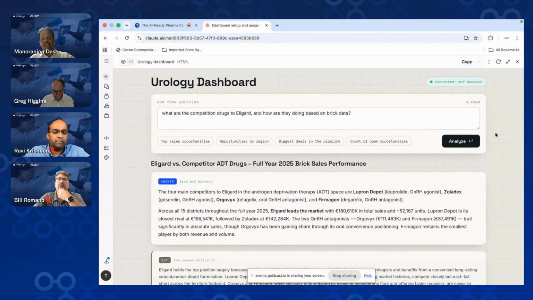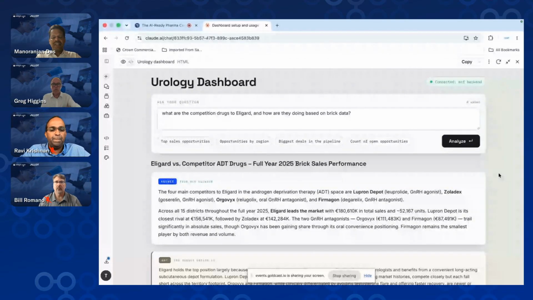So here we have integrated the system, which Ravi is going to talk about a little after, with the IQVIA data that the company purchased. And those data have been fed to the system, and the manager can run, or ask, a prompt: what are the competition drugs to Eligard, and how are they doing based on the BRIC data. Those who are not familiar with BRIC data, it is a block of measure for pharmaceutical sales data.